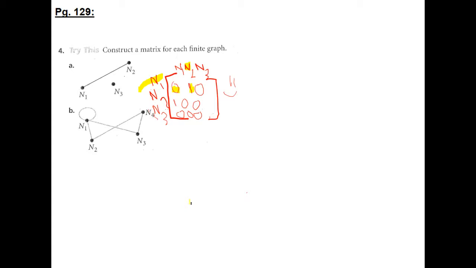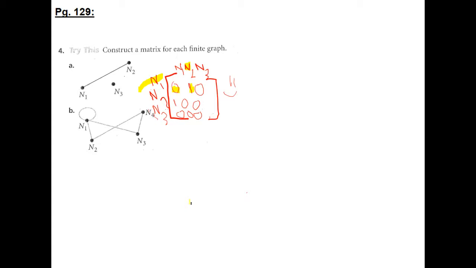So if I'm checking N1, is there a path from N1 to N1? You guys check it. Yep. How about N1 to N2? Yes. N1 to N3? Yes. N1 to N4? No. Good. Nice work there, Gabby. N2 to N1? Yes. N2 to N2? No. N2 to N3? No. And N2 to N4? Yes. And then N3 to N1? Yes. N3 to N2? No. N3 to N3? No. And N3 to N4? Yes.